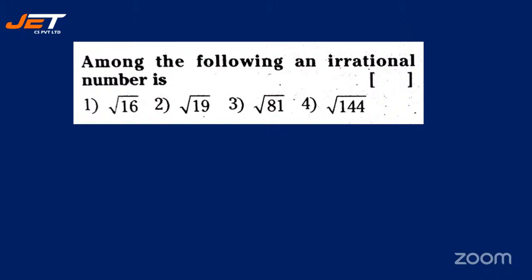All right, let's look at the key. It's root 19 because only 19 is not a perfect square. All the others are perfect squares. 16 is a perfect square. 81 is a perfect square. 144 is a perfect square. 4 square is 16. 9 square is 81. 12 square is 144. But 19 is not a perfect square.